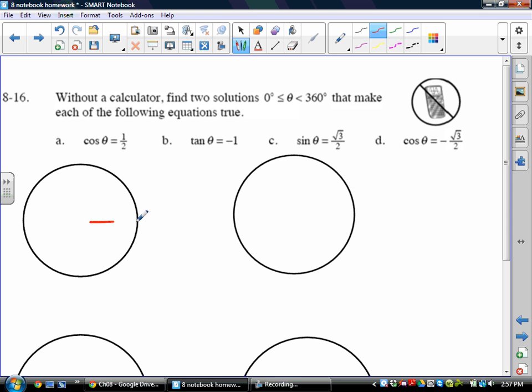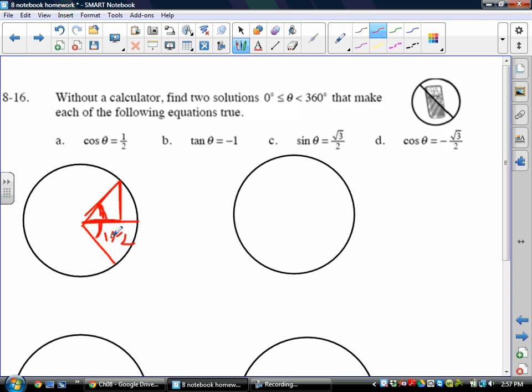So that's positive. I know it's going to be on this side. And I could either have this angle right here, figure out what that is, or this angle down here. I have two possible outcomes. So what's important is to try to figure out what is the angle here. This is without a calculator. So this is 1/2. Okay?